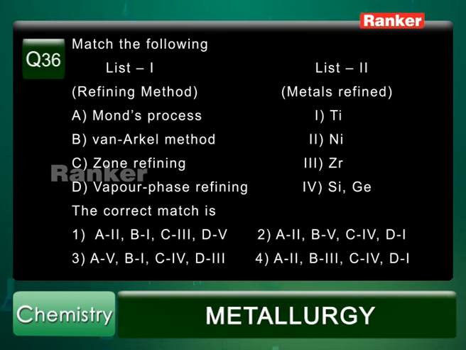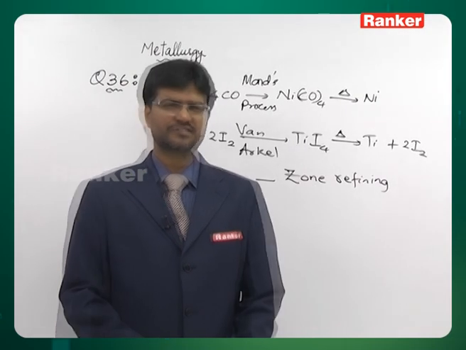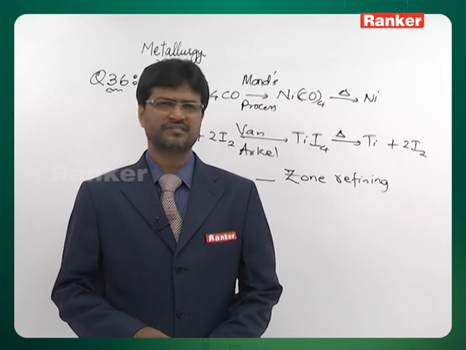So the correct answer is fourth option, that is A is matched with 2, that is Mond's process is matched with nickel. B is matched with 3, Van Arkel is for zirconium, and then C is matched with 4, that is zone refining is matched with silicon and germanium, and vapor phase refining D is matched with titanium. This is the possible answer from the options. So the correct answer is fourth option. With this, we have come to an end of the discussion on questions on metallurgy. Thank you.